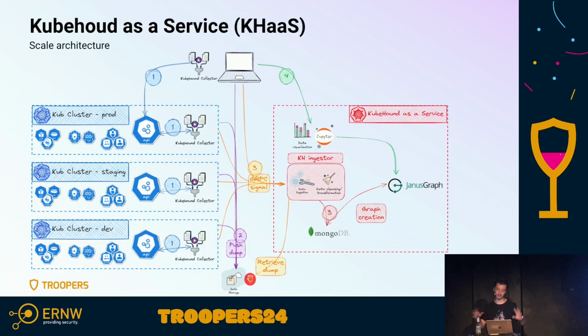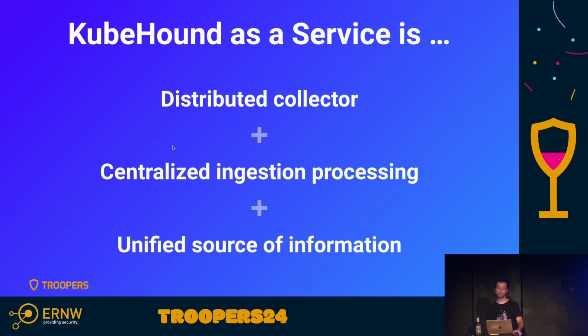That's what we call as a service, having this capacity to split between the collector, the ingestion, and everything. It also allows you to have a big JanusGraph instance, where you don't have the limitations we had when you make queries that are too big for your laptop. So in a nutshell, Kubernetes as a service is a distributed collector, a centralized ingestion, and a unified source of information where you can get everything you need about the security posture of your clusters.